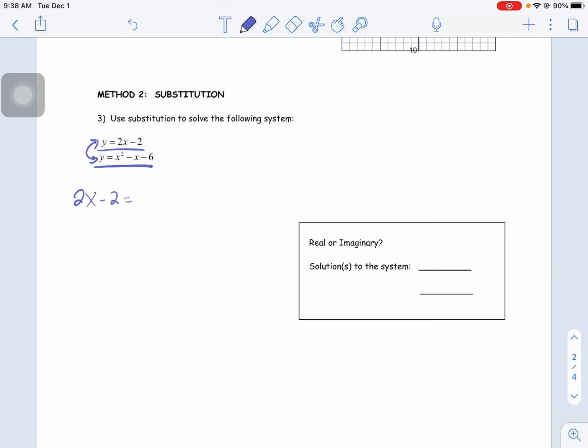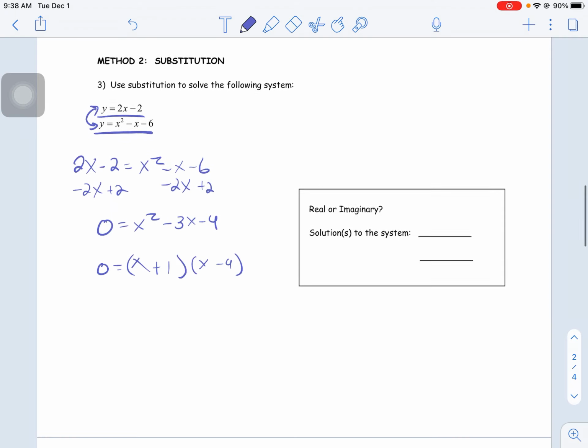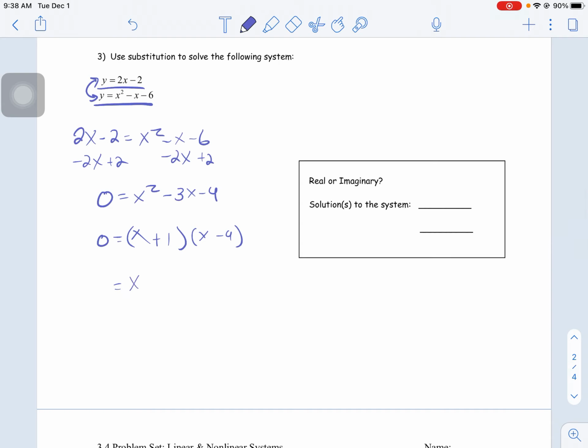So we're saying 2x minus 2 is equal to x squared minus x minus 6. All right, if we're going to solve for this, we need to set this quadratic equal to 0. So I'm going to subtract 2x, add 2. Subtract 2x and add 2 would be 0 equals x squared minus 3x minus 4. Hopefully this factors. If it doesn't, we'd have to use quadratic formula. So let's see. We got x and x, negative 4 going in one, positive 1 going in the other. Looks good. So this is going to be x equals negative 1.